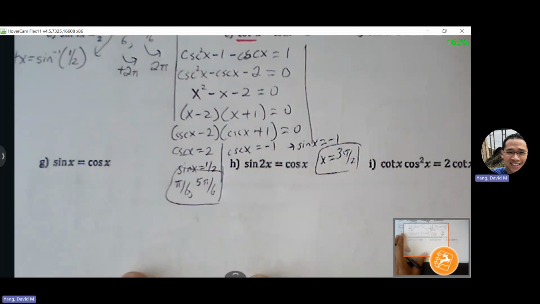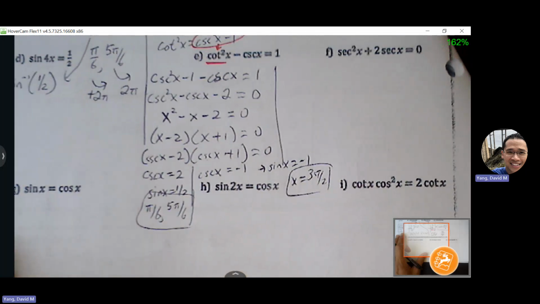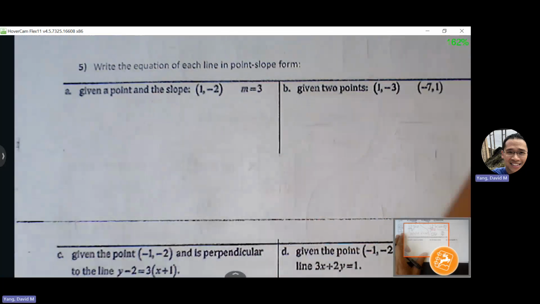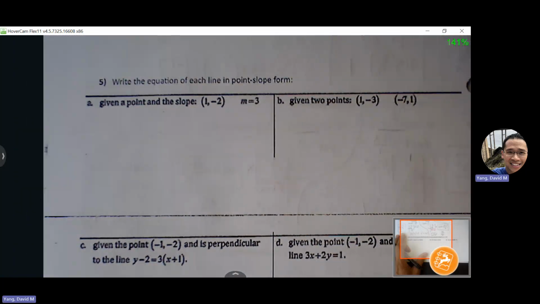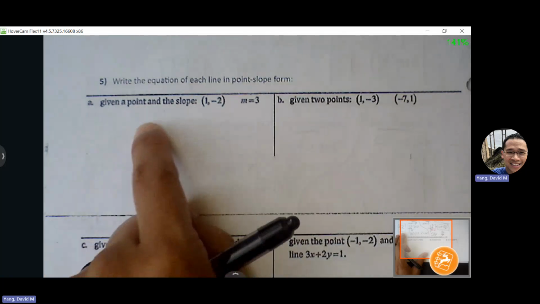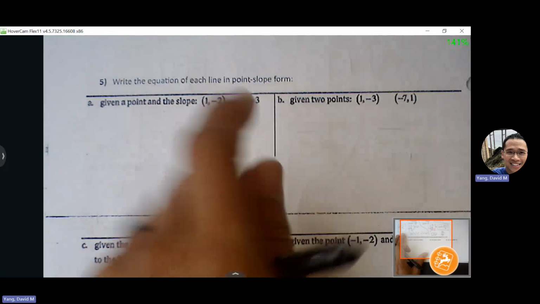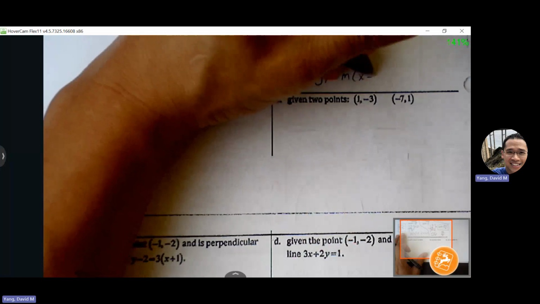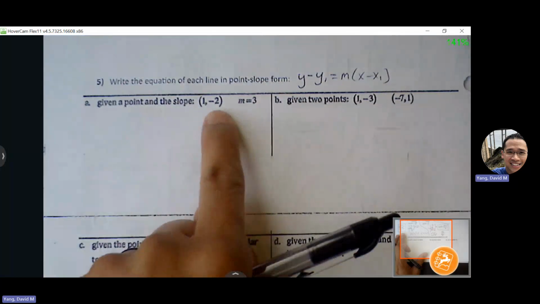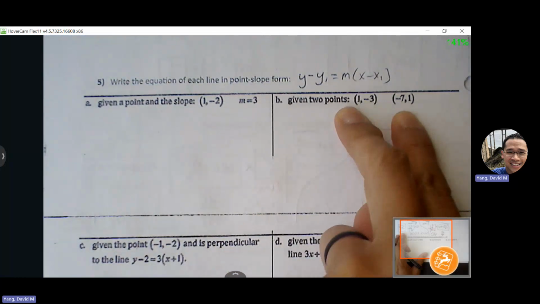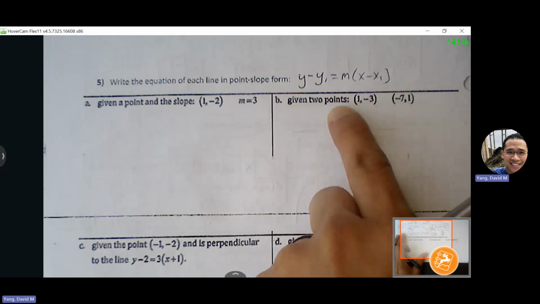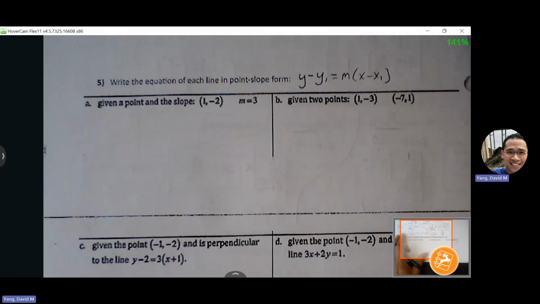Yeah, these are the ones I'll have you guys try on your own. And let's go to number 5 here. Write the equation of each line in point slope form. We know how to do this, right? Point slope form is y minus y sub 1 equals m times x minus x sub 1. If you have the slope and an ordered pair, you can plug that in. If you're just given 2 points, you can do slope formula, get that slope, and then put it into point slope form. So I'll leave that for you guys to try on your own.